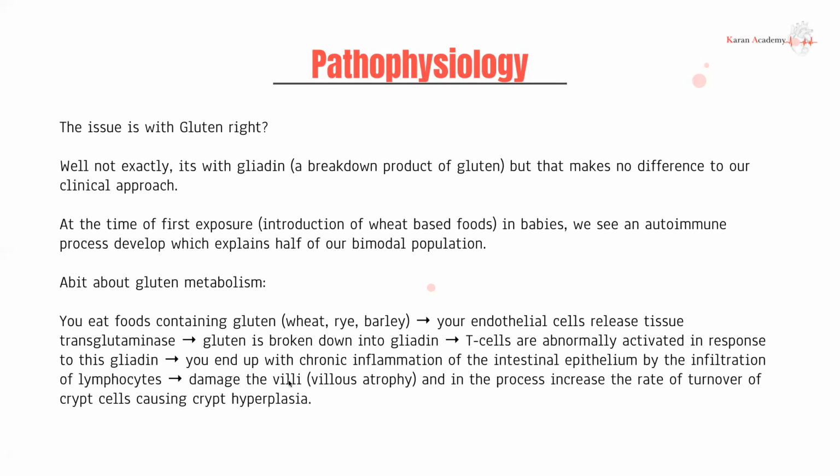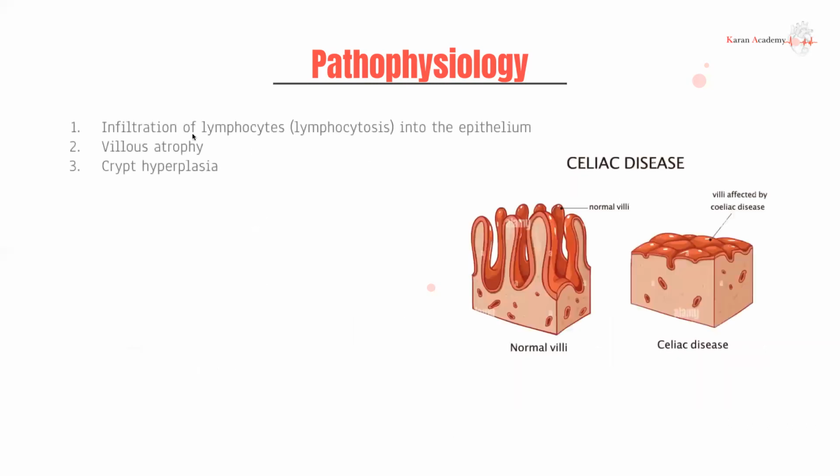This results in damage to the villi, which is seen as villus atrophy. And because of this inflammatory process, you end up with a higher rate of turnover of the crypt cells. And the crypt cells are the ones that secrete a lot of these enzymes. And therefore, this causes crypt hyperplasia. And these are the three exact pathological changes you would see in a biopsy. On pathology and on the ward, it's very common for you to be asked, what are the three pathological or microscopic findings seen in a person with celiac disease? And those are infiltration of lymphocytes or lymphocytosis in the epithelium, villus atrophy, and crypt hyperplasia.